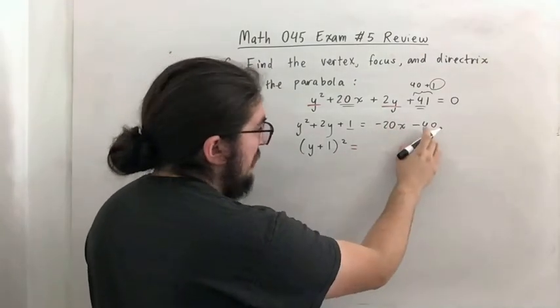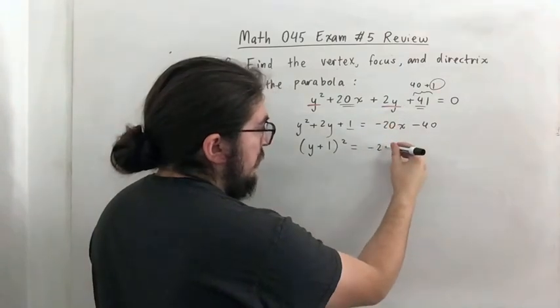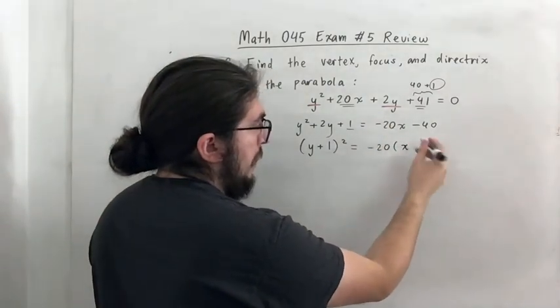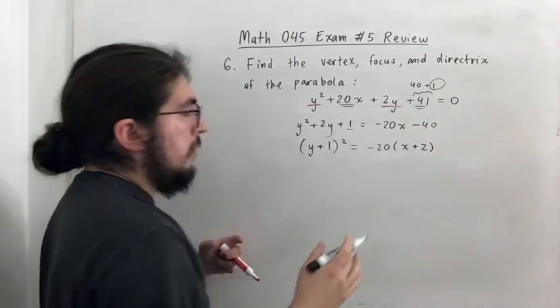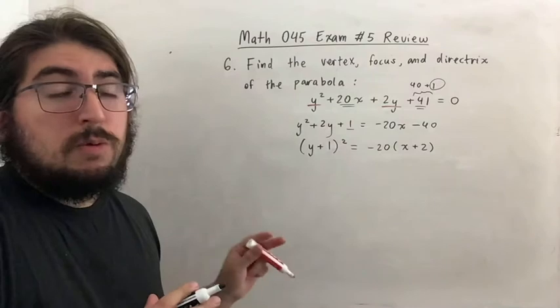Even if this can't be divided by that, in this case it can. If you pull out the -20, dividing that by -20 just gives you x. -40 divided by -20 is +2, so there we go. So right away I can tell what the vertex is.